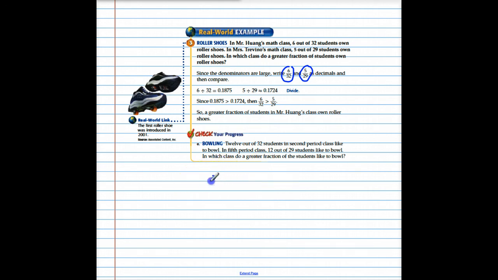In the check your progress, 12 out of 32 students in second period class like to bowl. In fifth period, 12 out of 29 like to bowl. In which class do a greater fraction of the students like to bowl? Well, this is really a bad question, because 12 over 32 would be less than 12 over 29, because 29ths are larger than 32nds. So I wouldn't do any more work on it than that. The answer, of course, would be this class right here. You could change them to decimals if you want, but I'd save that for a better example than this one.